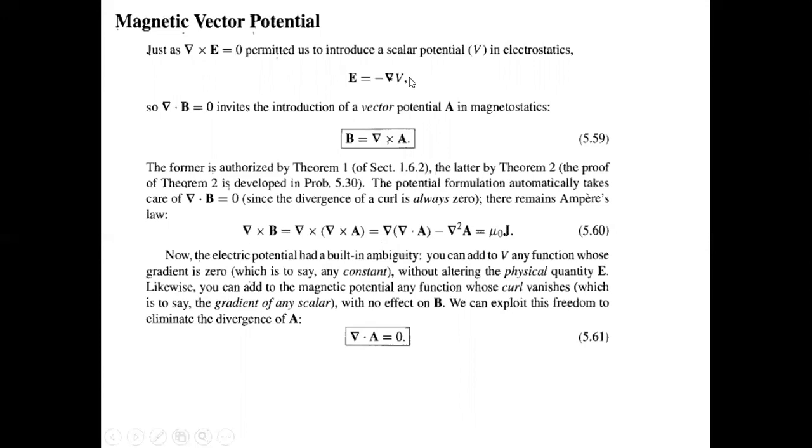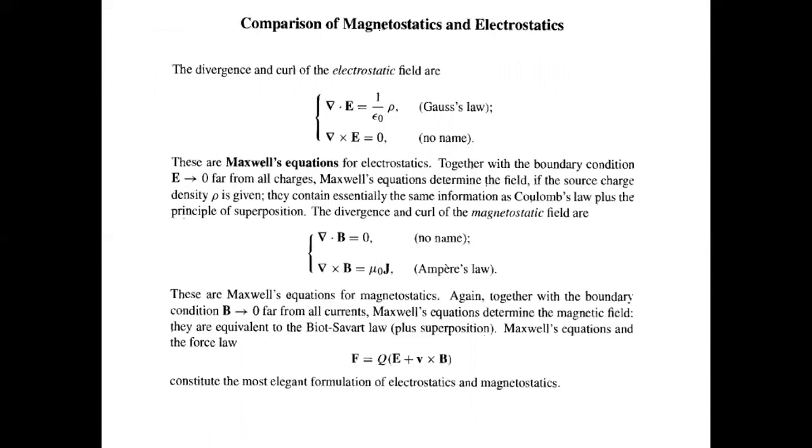So we already know that for the magnetic field we have divergence of B equals 0. Now it invites an introduction of a vector potential. So what we compared here is this one is like this one, whereas this one is equal to 0.